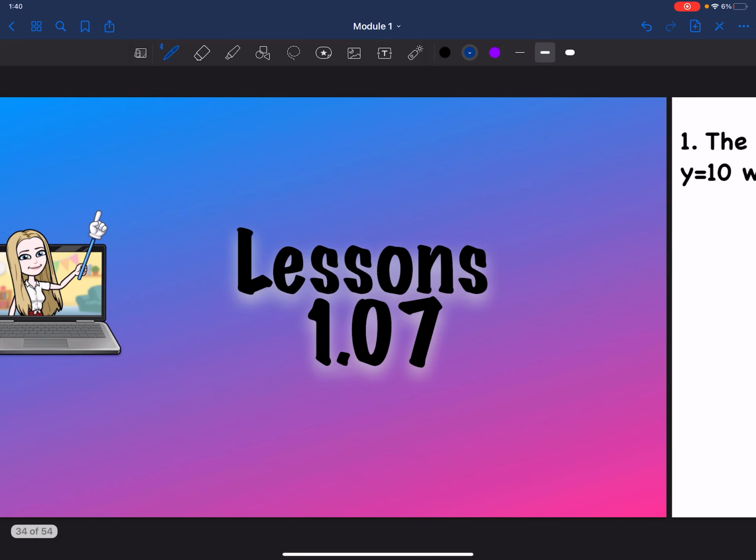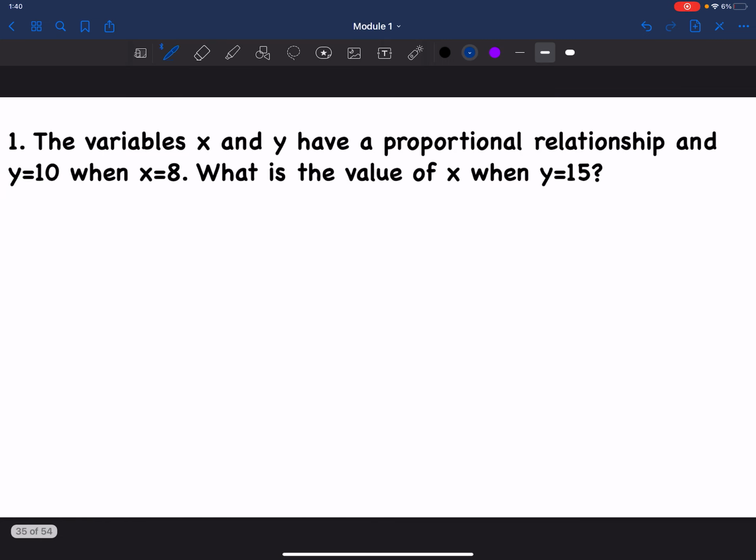We're going to go over lesson 1.07. Look at number 1: the variables x and y have a proportional relationship, and y equals 10 when x equals 8. What is the value of x when y is 15?